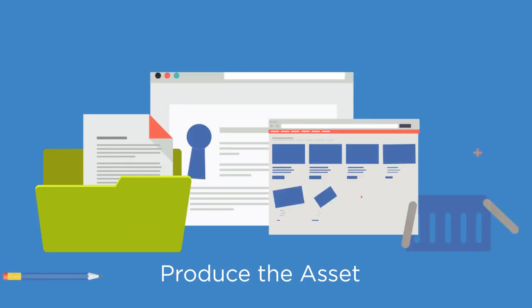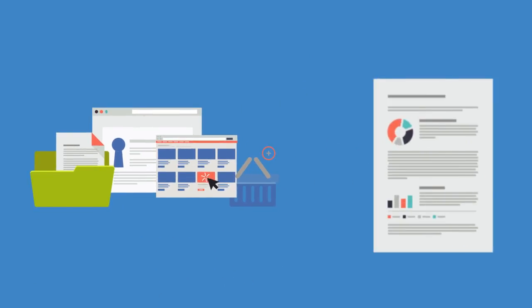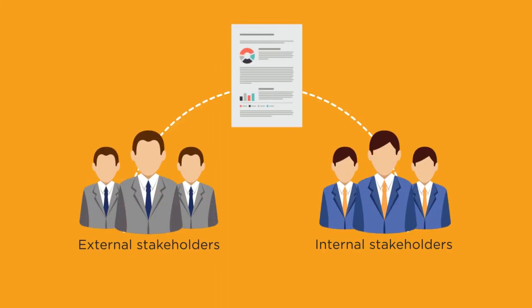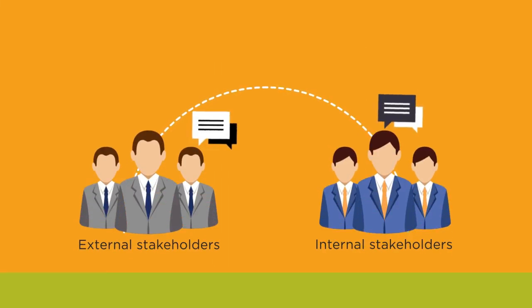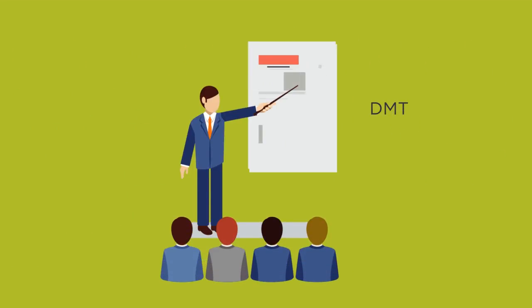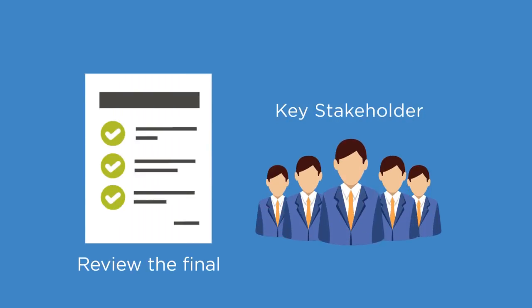Step 5. Produce the asset as per the brief. Create the draft content and design layout. Circulate the draft to internal and external stakeholders for feedback and sign-off. Engage with the production agency and DMT for the final draft and asset production. Review the final asset with key stakeholders before rollout.